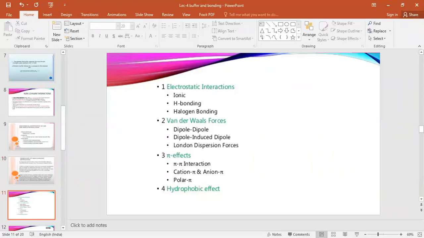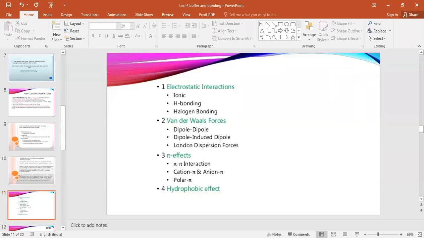These are the examples of non-covalent interactions. First is the electrostatic interaction. In electrostatic interaction, there are three types of bonding: ionic bonding, hydrogen bonding, and halogen bonding. Hydrogen bonding I already told you about. Then van der Waals forces. In van der Waals forces, there are three types: dipole attraction, dipole-induced dipole attraction, and London dispersion forces.